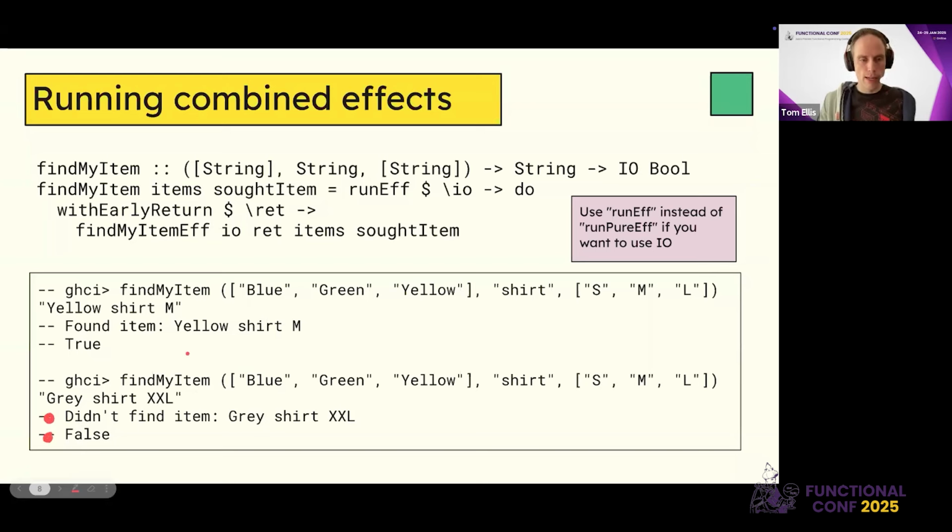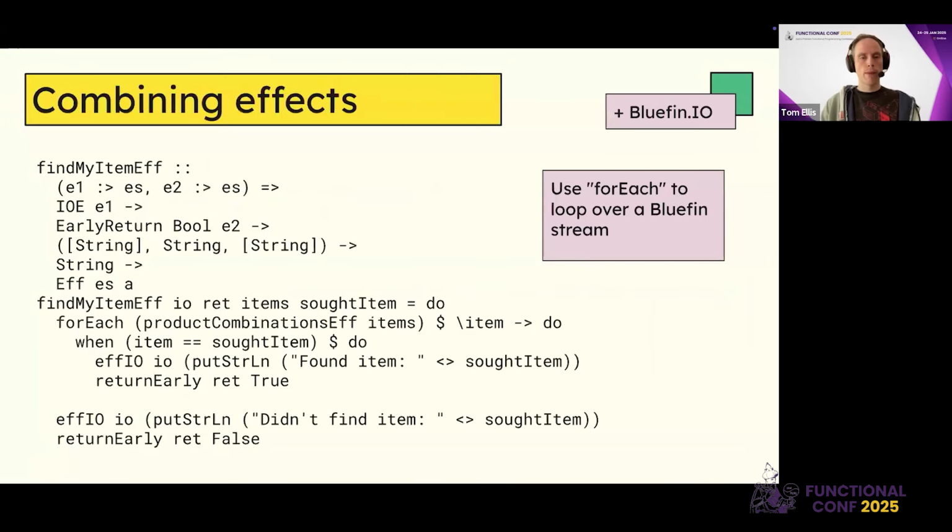Let's go back to the previous slide again, just to have a look at why we got that result. Well, this for each loop was iterating over every combination, and during its execution, if we found the item we were looking for, then we returned early with true. That's what happened in the last example. But in this example, with gray shirt extra, extra large, this condition was never satisfied. So we never ran this block of code. We never returned early, and we just fell off the bottom of the for each loop. We just exited from that for each loop completely normally.